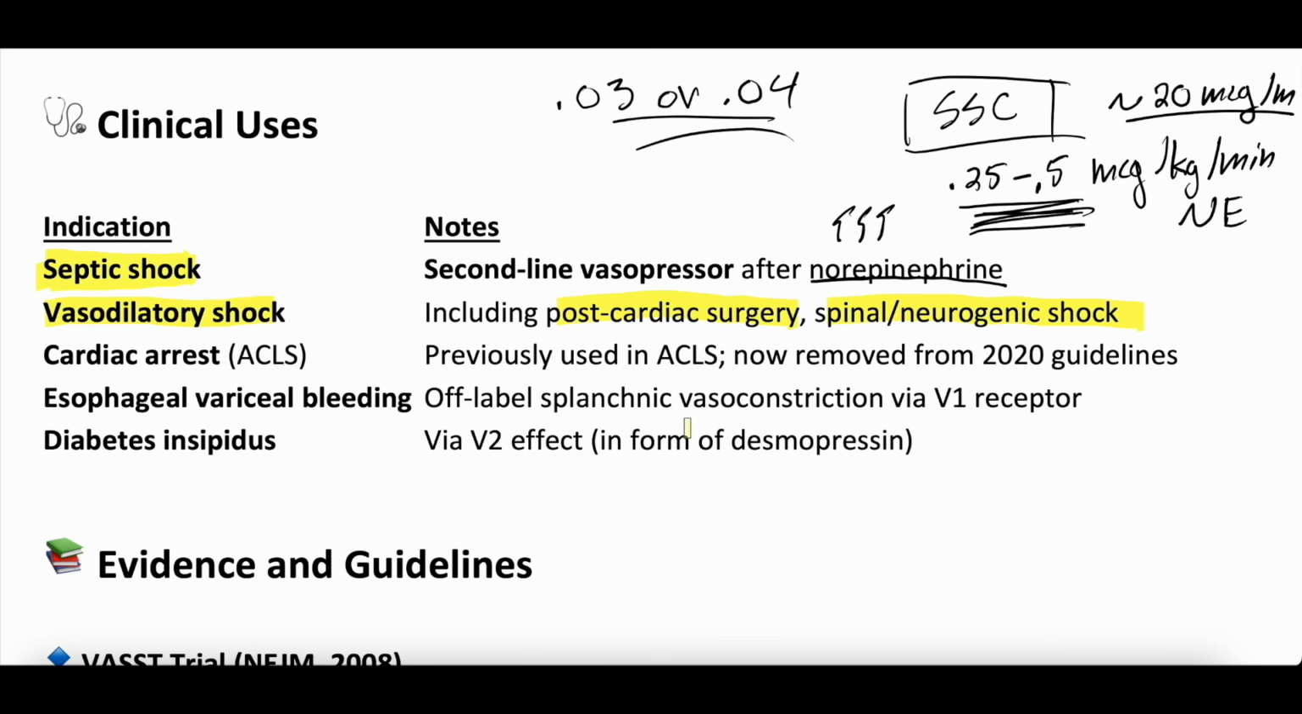Cardiac arrest, it was previously actually in ACLS, advanced cardiac life support. This is a big algorithm commonly used to treat patients with cardiac arrest, but it was removed in the 2020 guidelines, so it's no longer recommended in cardiac arrest.